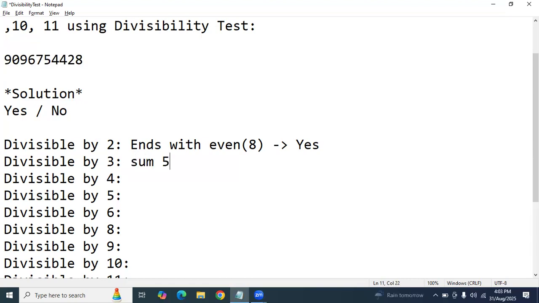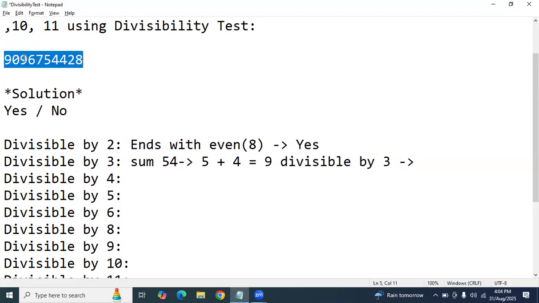So the sum is 54. Now, if you look at 54, it may be difficult for us to find out whether it's divisible by 3 or not. So let's just do 5 plus 4, 9. If this final answer is divisible by 9, then this entire number is divisible by 3. This final answer 9 is divisible by 3. So this original number 9096754428 is also divisible by 3. Yes, we will write yes here. So divisibility by 2 is yes, divisibility by 3 is also yes. So this number is divisible by 2 and 3 both.